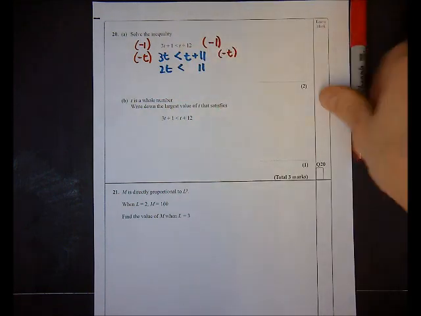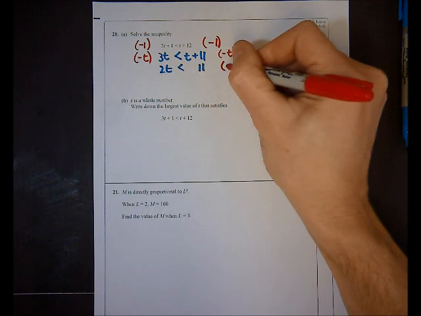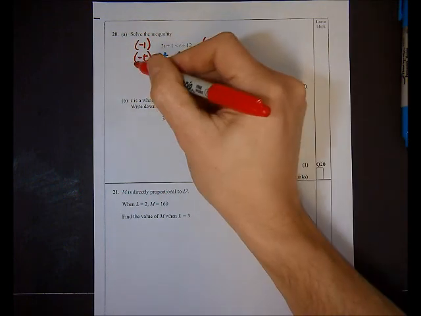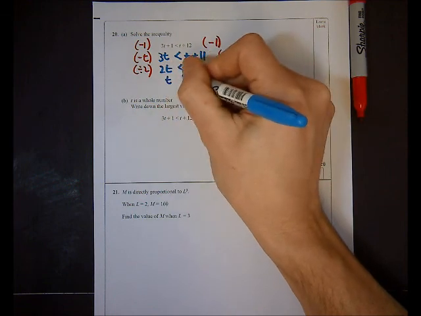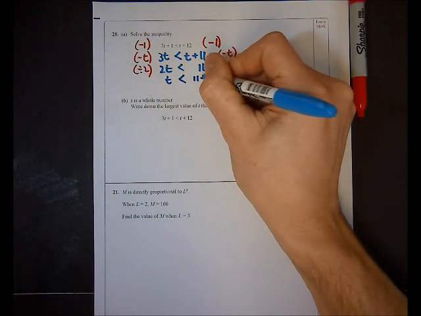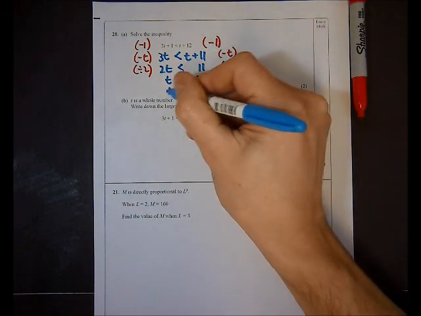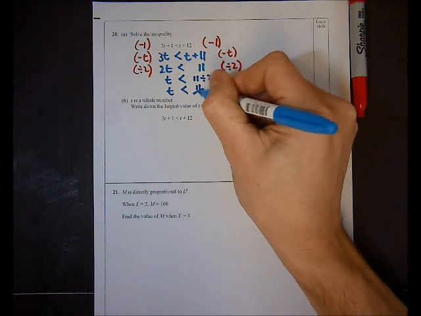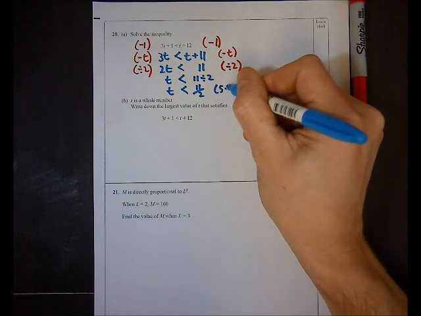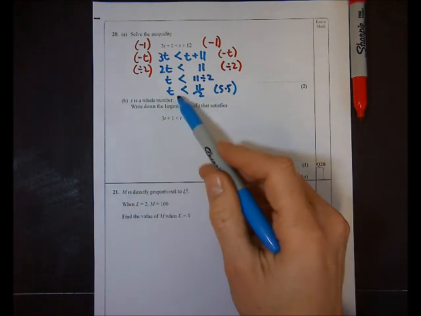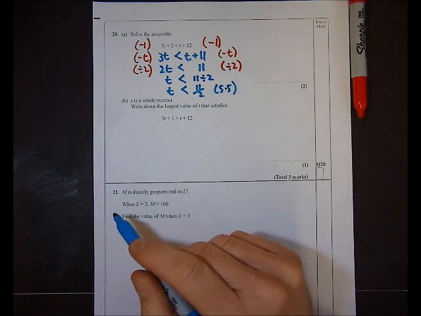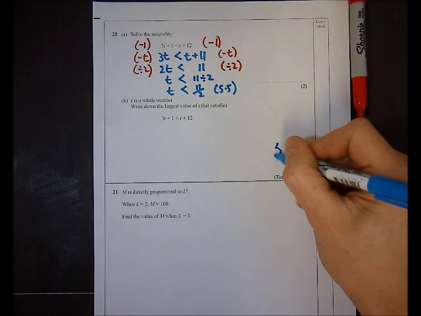And I don't need to know what 2t is, I need to know what 1t is, so I'm going to divide by 2 on both sides. And that will get me that t is less than 11 divided by 2. And I'm going to write that as t is less than 11 over 2, which obviously is the same as 5.5. In part B, I'm told that t is a whole number, and I need to write down the largest value of t that satisfies this. So I know that t is less than 5.5, and the first whole number that's less than 5.5 is 5.